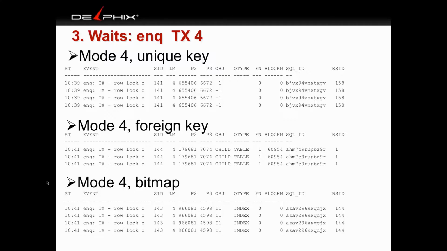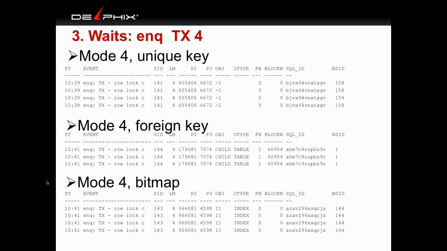So the first case is unique key. What if somebody has inserted a unique key and somebody else tries to insert the same unique key? I'm going to get an enqueue lock in share mode 4. When I run this query, you can see there's no object ID, but I do get the blocking session ID. So that's the footprint of people having locking of a unique key.